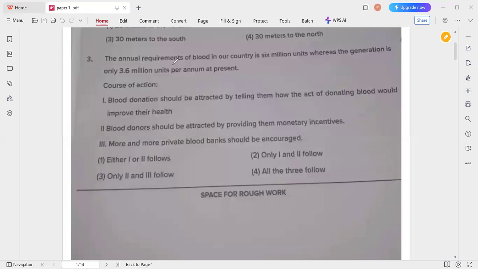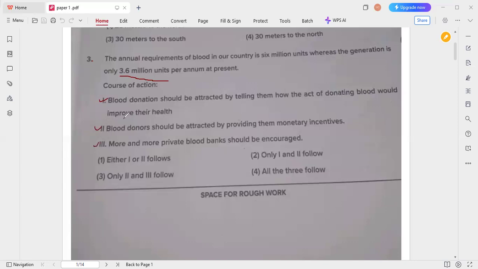The annual requirement of blood in our country is 6 million units, whereas the generation is only 3.6 million units per annum at present. So the courses of action are: blood donors should be attracted by telling them how donating blood would improve their health. This holds for this statement. Blood donors should be attracted by providing them monetary incentives. Anyway, money also plays a role. Then more and more private blood banks should be encouraged. This is also okay.